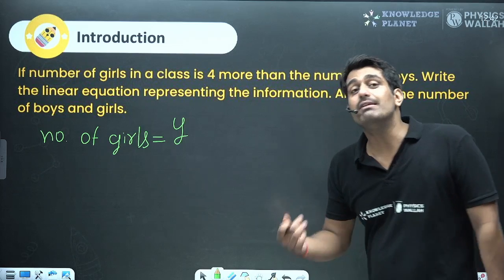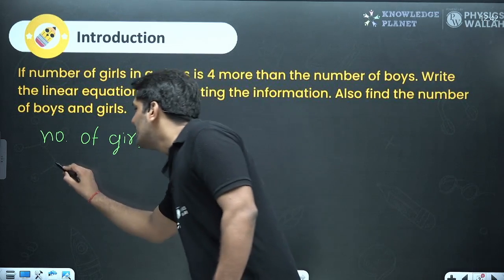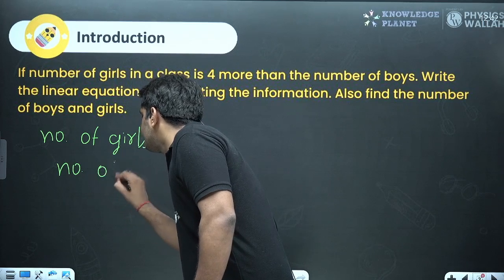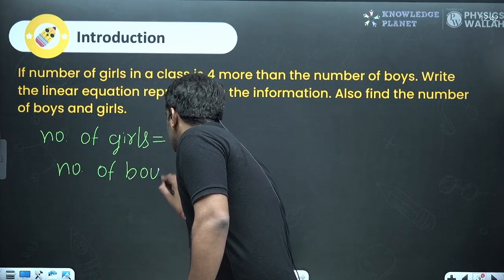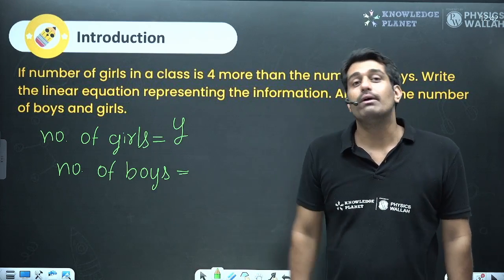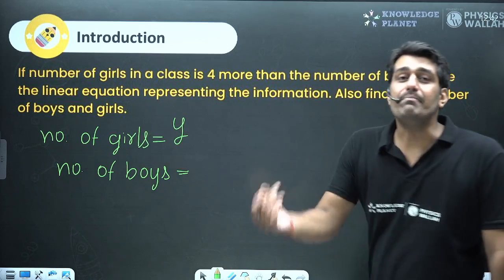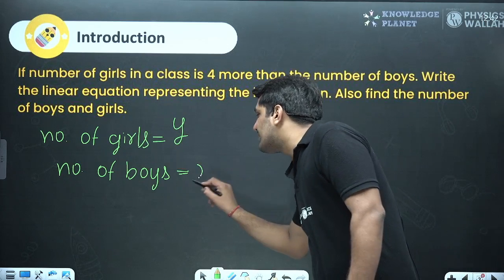Now what will be the number of boys? Write down in your notebook what will be the number of boys in this case. Can you directly find out? Basically the relation is given. If I have assumed the number of girls to be y, let me start by assuming the number of boys to be x.